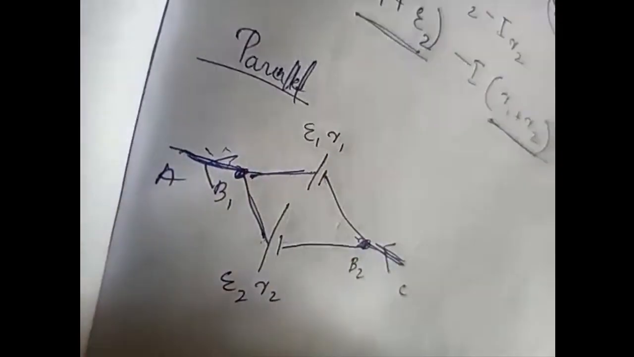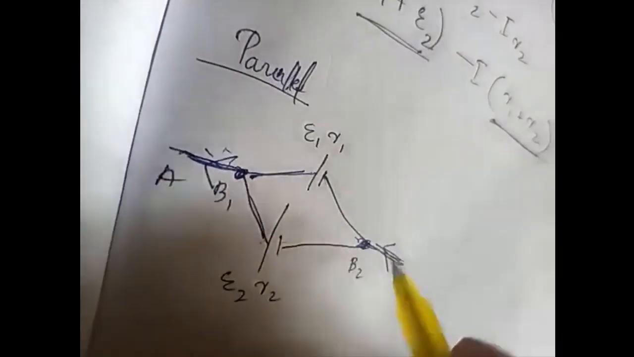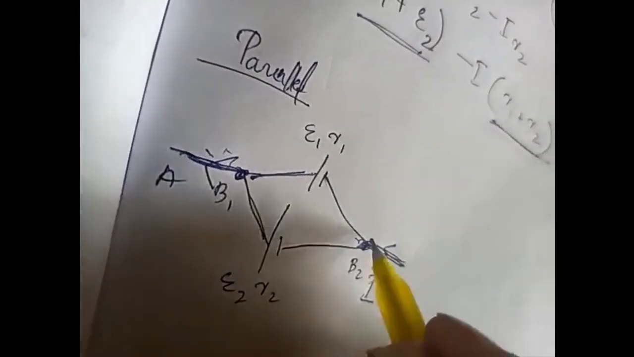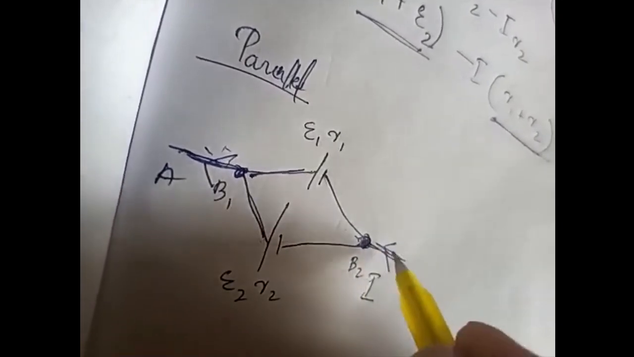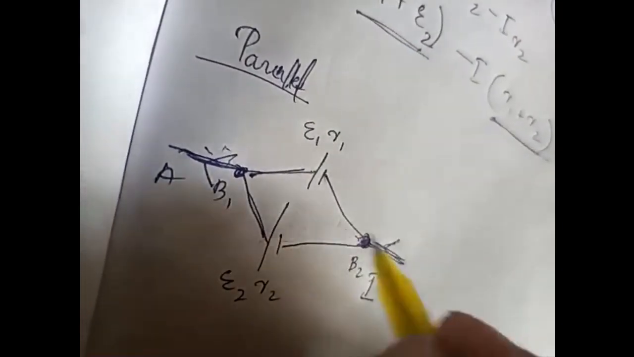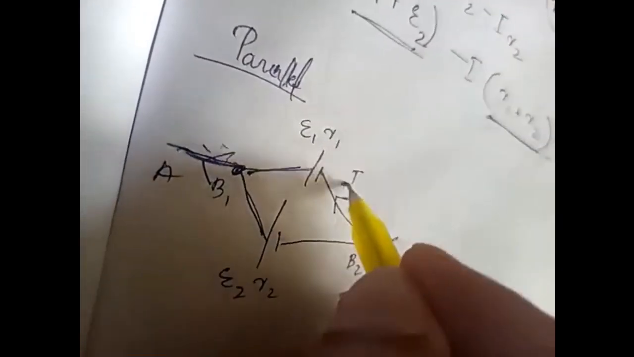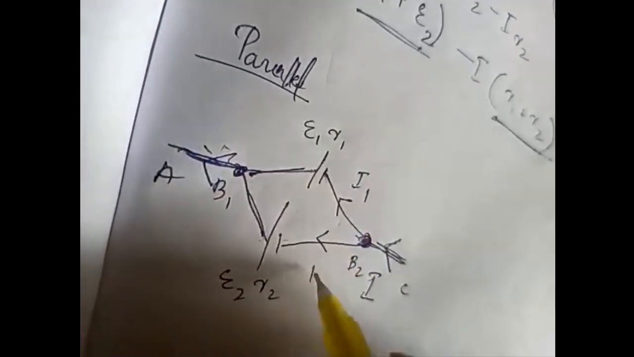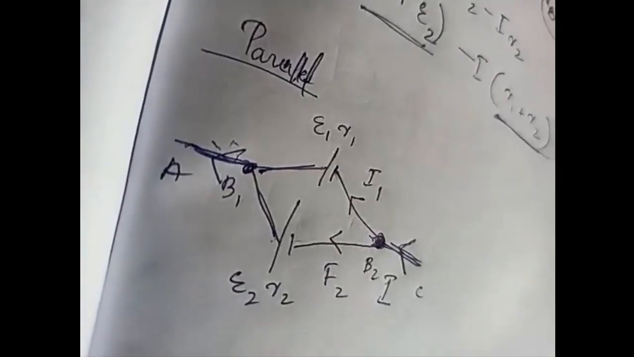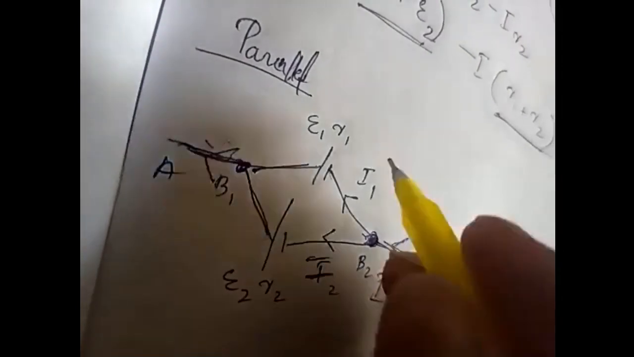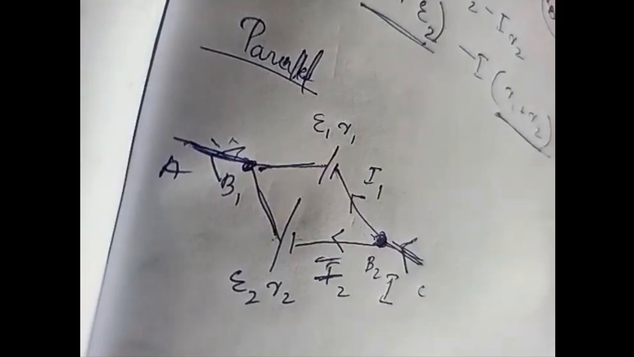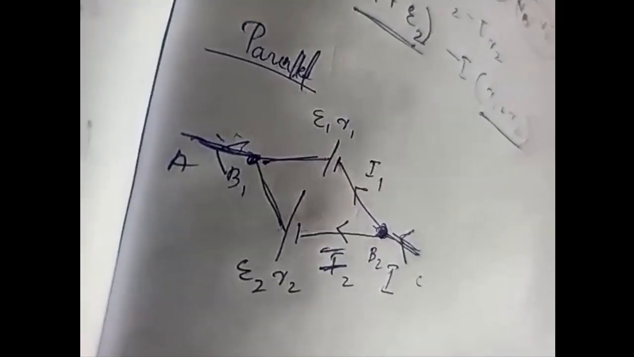Okay, potential will be same, current will be different. Suppose that a current I is coming. By reaching this point, the current will be split into two, that is I1 as well as I2. That is the speciality in parallel connection.